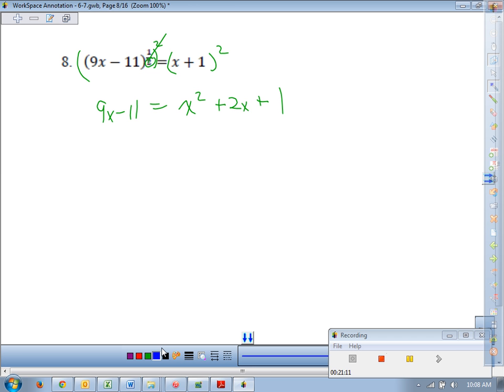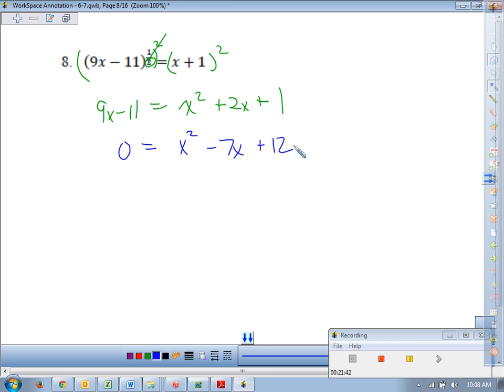everything over to one side. How do I know I want to get this equal to 0 this time? This is a quadratic equation. It's got an x squared and an x to the first in it, right? So let's get it equal to 0. X squared still over there. I want to subtract 9x. There's 2x over there, so isn't that minus 7x? And then I want to add 11 and get a 12.